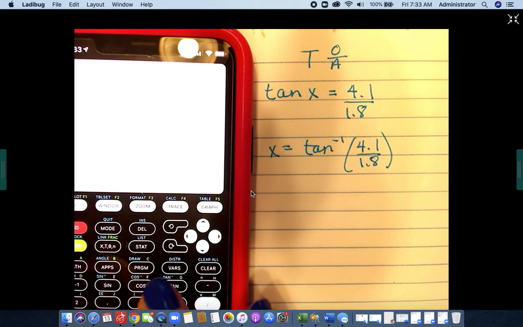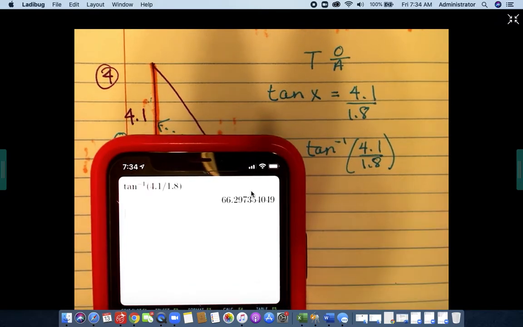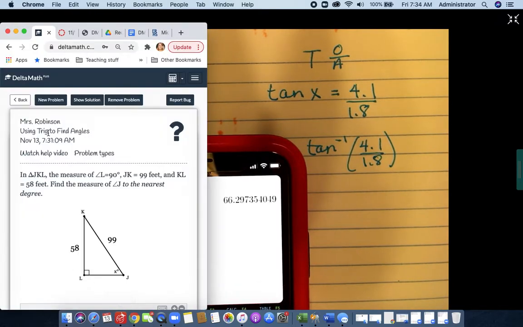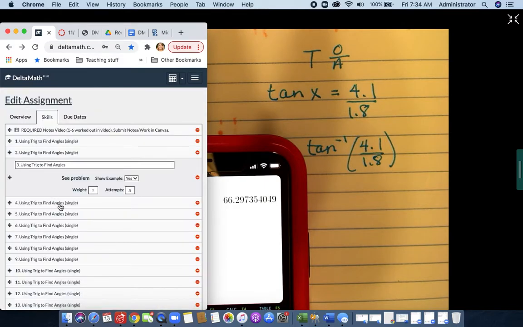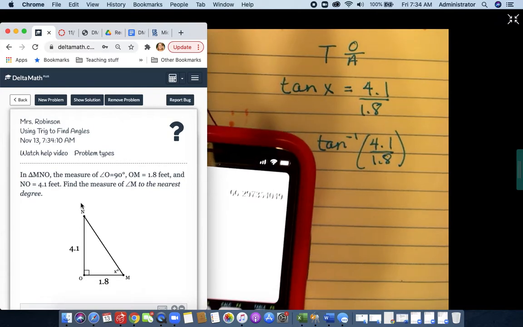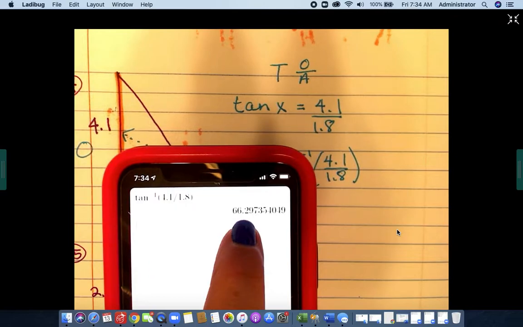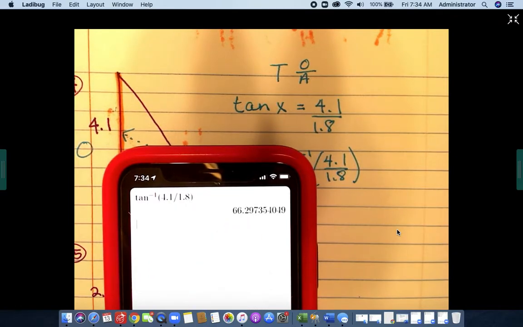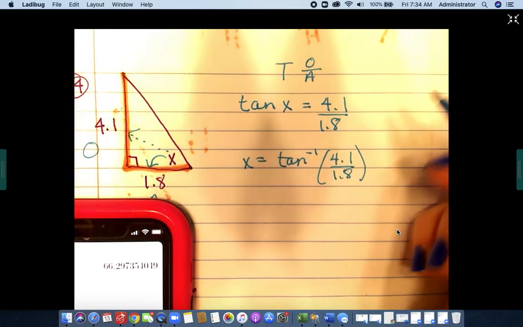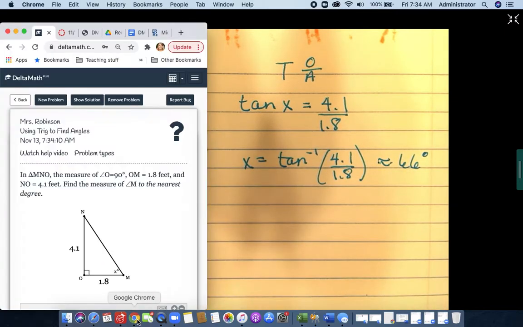So second tangent, 4.1 over 1.8. And let's see what they asked us to round to here. For number 4, it says to the nearest degree. So that's the nearest whole number. So if I'm looking at 66.2, because that 2 is less than 5, I round down to 66 degrees. So it's approximately 66 degrees.